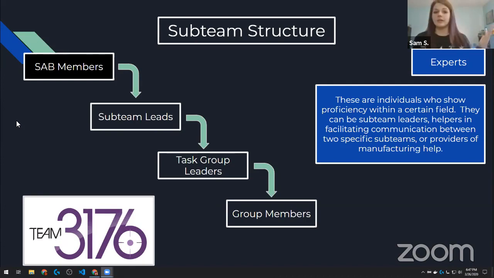They facilitate communication between subteams. We do have people such as design manufacturing experts, or our multimedia expert is also an electrical person, or people who just provide manufacturing help. Like we do have an advanced manufacturing expert whose sole purpose is to be the expert on things such as 3D printing and CNCing, just so that there are facets of our team that the leadership cannot fulfill all on our own because it is a lot. So we have other people that show proficiency and are able to be leaders in that sense.